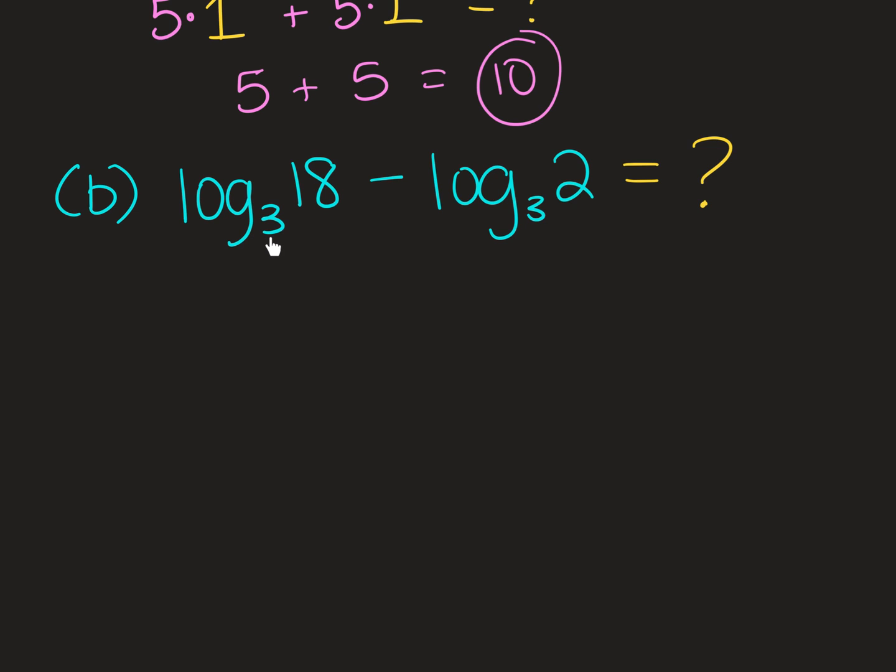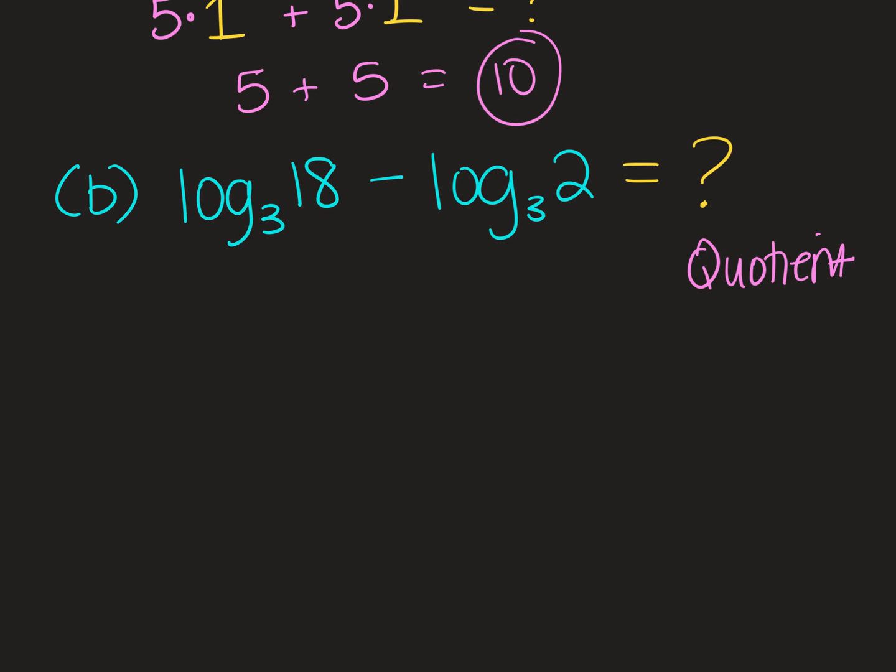Well, I don't know about you, but trying to find a power of 3 that equals 18 is not an easy task. Same thing here. If I try to think about what power of 3 gives me 2, again, not an easy task. But I notice I've got these logarithms that are being subtracted from each other. They both have the same base. So I can go back up to my properties that we just discussed and use one of them to rewrite this as one logarithm. I'm going to do that using the quotient property. So let's start with the quotient property here.